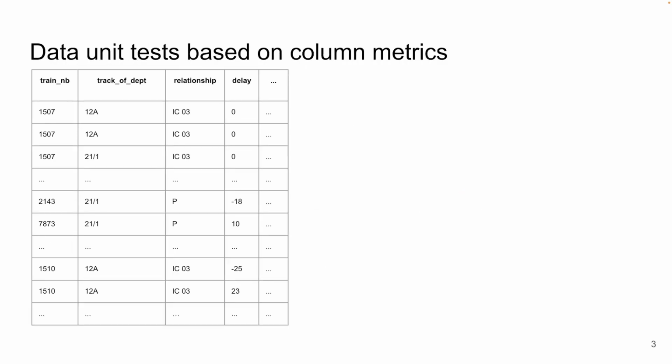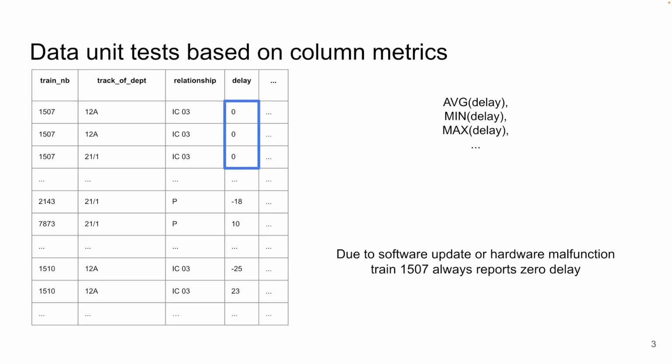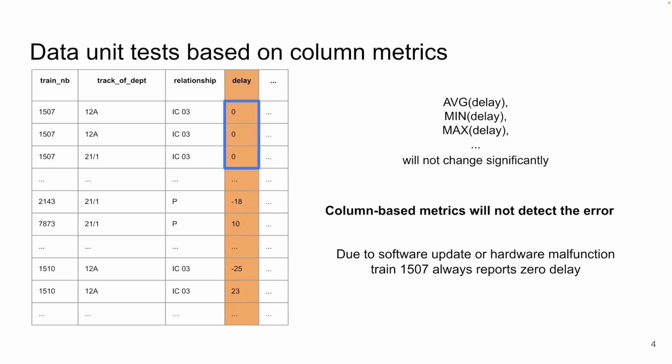Up until now, this has always been done by using data unit tests based on column metrics. These metrics compute aggregate values on an entire column, such as the average value, the minimum value on numerical columns, or the average number of letters per tuple in a string column. But if we have a specific scenario where, for example, a single train always reports exactly 0 delay, this is an error because a train is never always exactly on time. There is some fluctuation, it might be a little bit early, it might be a little bit late. Using these column-based metrics, these will not change significantly enough, so these will not be able to detect the error.